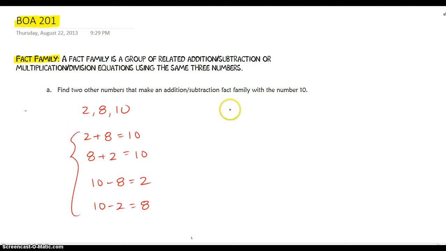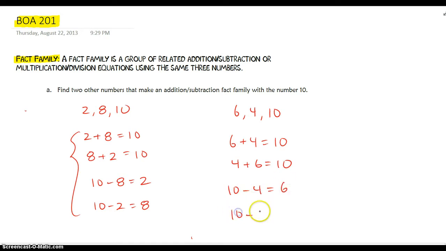Now, let's say I wanted to use 6, 4, and 10. These would also work for my fact family. So I'm going to set up a couple equations with my fact family here. I'm going to do 6 plus 4 equals 10. 4 plus 6 equals 10. Oops, excuse me. 10 minus 4 equals 6. And 10 minus 6 equals 4. Now, these are all true equations.